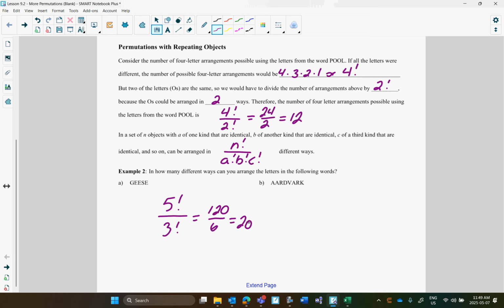Aardvark. So we got 8 to start with if they were all different. But now I have to divide away the repeats, and this time more than 1 letter repeats. What about the A's? So 3 factorial times any other letters that repeat. No, the R's, there's only two of them. No, you can't. 3 factorial plus 2 factorial is not 5 factorial. Good question.